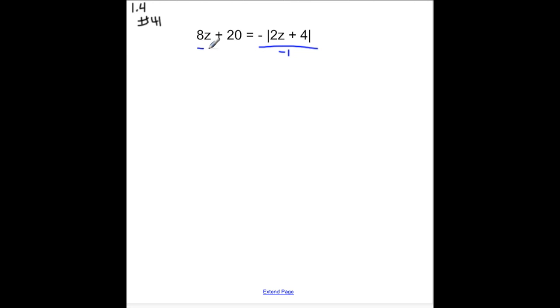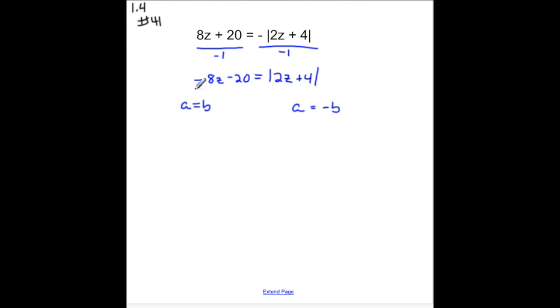I could have also multiplied both sides by -1. But that's just going to leave me now with the absolute value of 2z plus 4 on the right-hand side. And now that's equal to -8z - 20. So now since I've got nothing but the absolute value here on the right-hand side, I'm going to split it into the two cases. So I'm going to put my positive case over here, a equals b, and I'll put my negative case here.